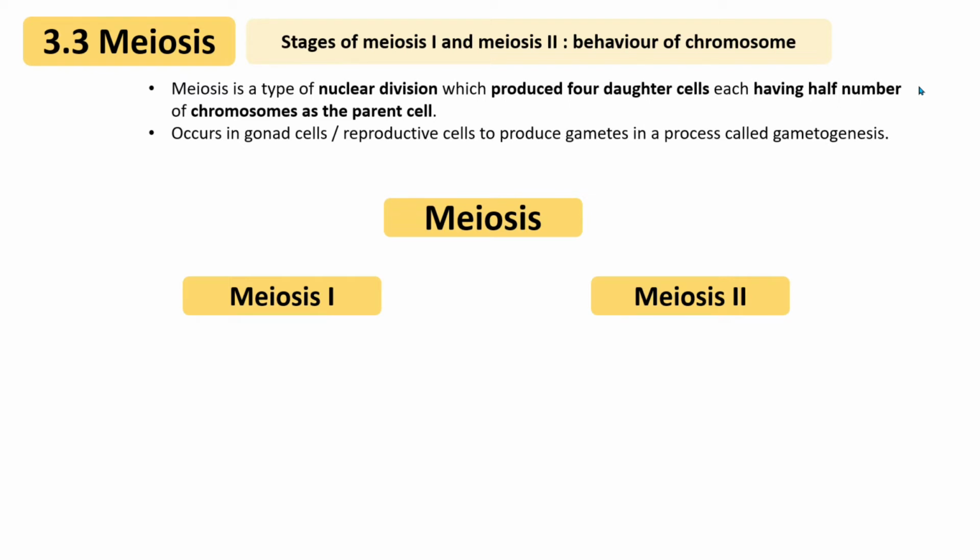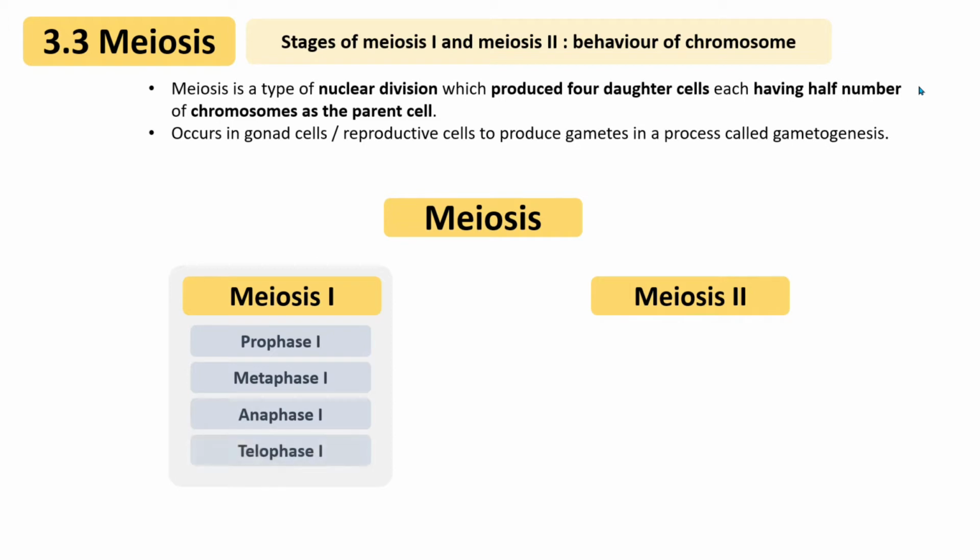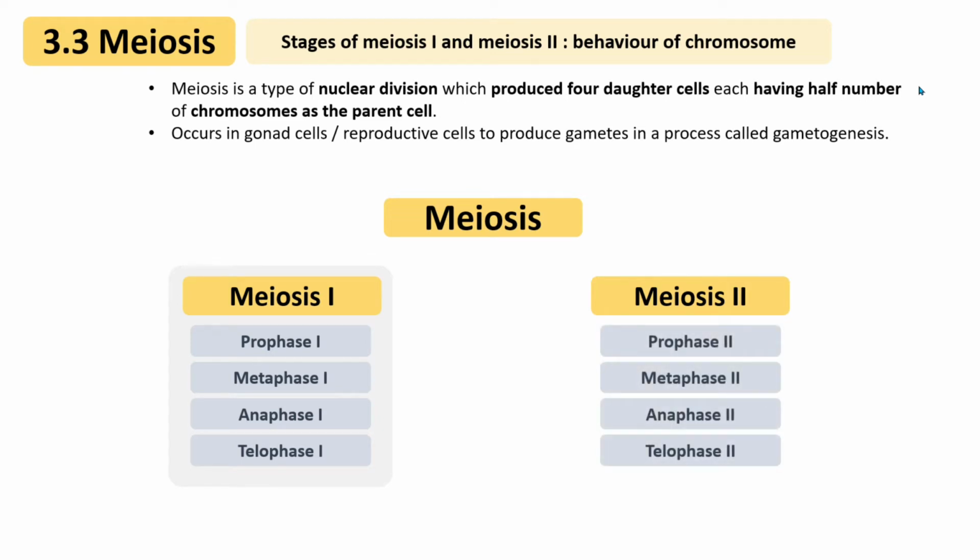Meiosis 1 divides into 4 phases: prophase 1, metaphase 1, anaphase 1, and telophase 1. Meiosis 2 also divides into 4 phases: prophase 2, metaphase 2, anaphase 2, and telophase 2.